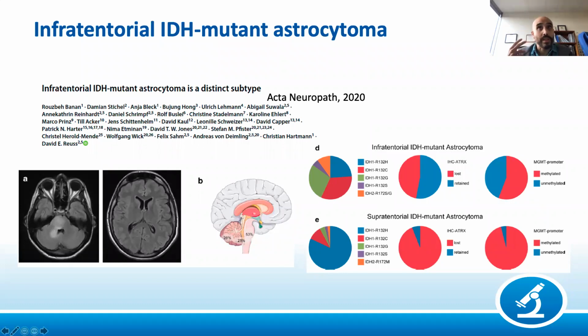And so you're just going to want to keep this diagnosis in the back of your head, because these are actually easy to test for from a molecular standpoint. But if you don't remember that this entity exists, you're not going to test for it.